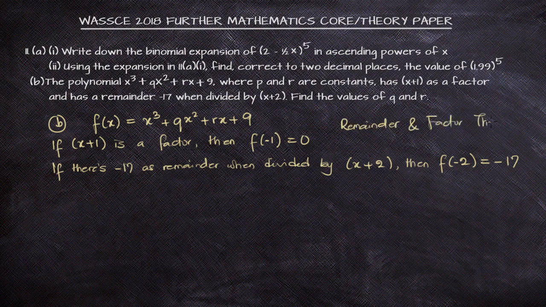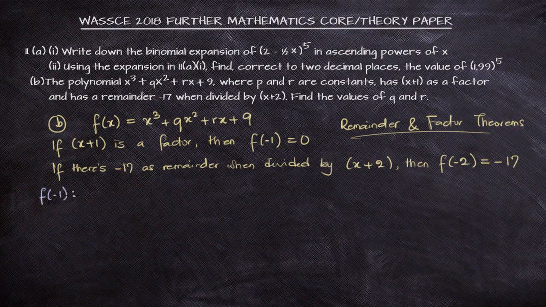Function of minus 2 will give that remainder. These are the remainder and the factor theorems. And using this, we will see how we can solve our question. So, let's go ahead and plug the value of minus 1 and minus 2 into our polynomial and see what we are going to get from there.